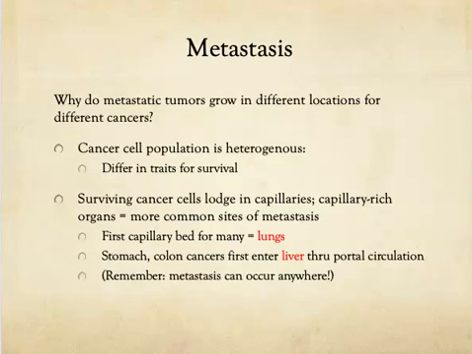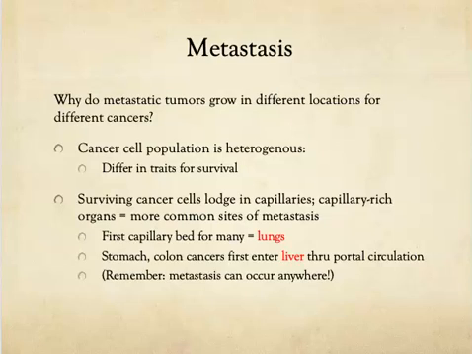Now, for much of the body, that first capillary bed is going to be in the lungs. Remember, blood returns from the body to the lungs in order to become reoxygenated. Now, many cancers will first exit in capillary beds in the lungs, but we also see a fair amount of metastasis in the liver. And that's because of something called portal circulation.